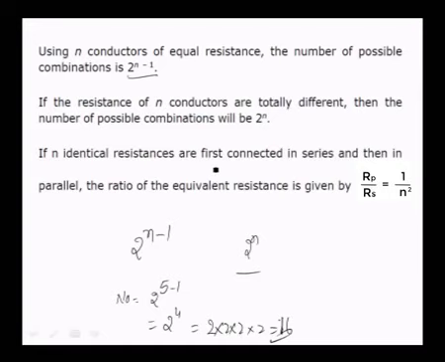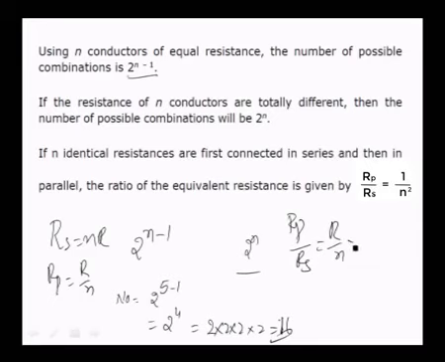N identical resistors are first connected in series, then connected in parallel. The effective resistance is given by: when equal resistors are connected in series it is nR, and in parallel it is R by n. If you take the ratio of these two, RP divided by RS, RP is R by n and RS is nR, we cancel and get RP divided by RS equal to 1 by n square.